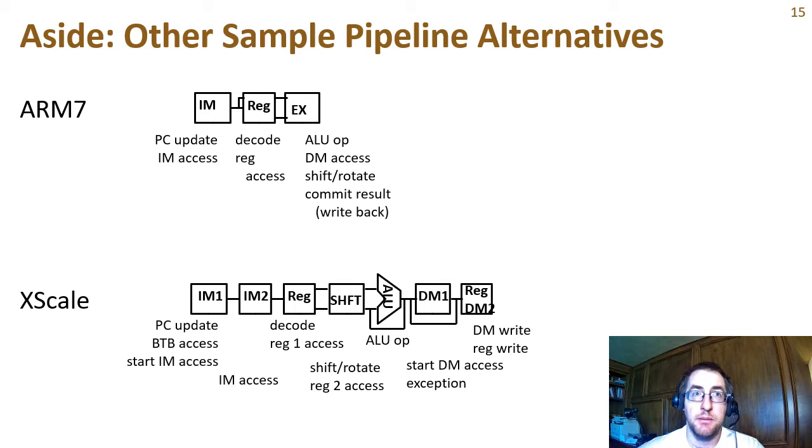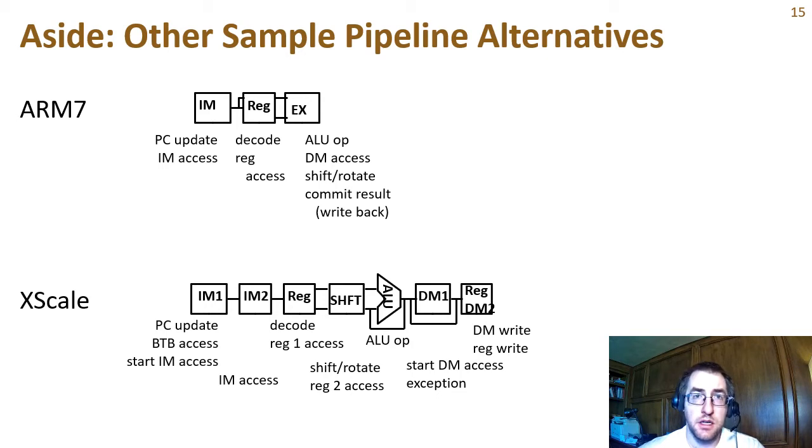So as an example, the ARM processor is a very simple 3-stage pipeline. It just does an instruction memory access, a fetch stage, which does the IM, and a reg stage, read operand stage, which does the decode and the register operand accesses. And then the execute stage does everything: the ALU operation, data memory access, and writing back the result to the register file.